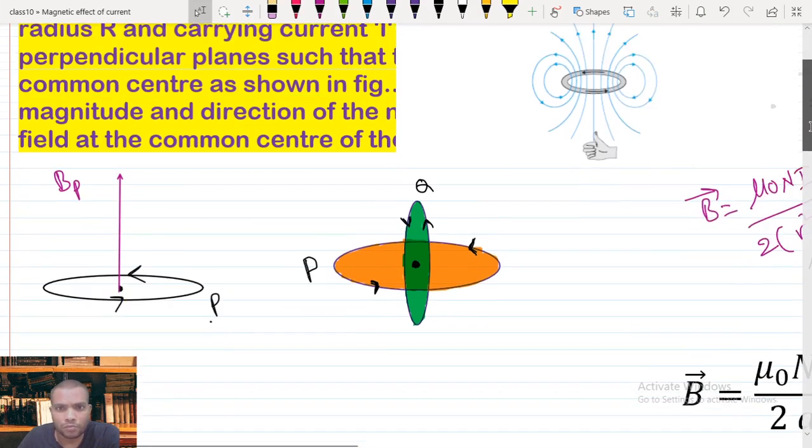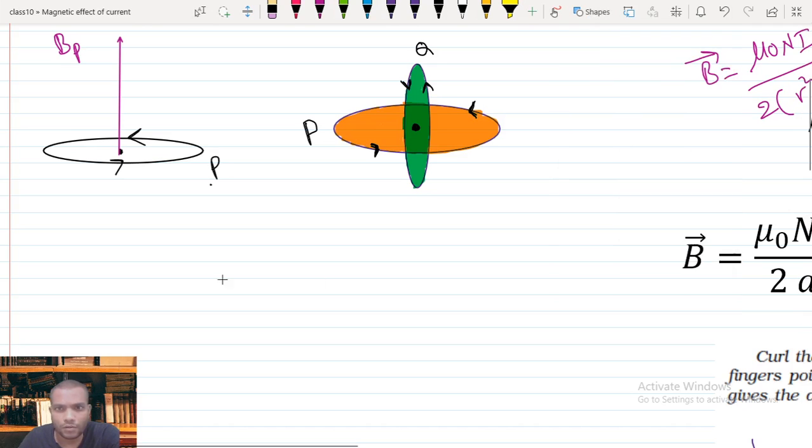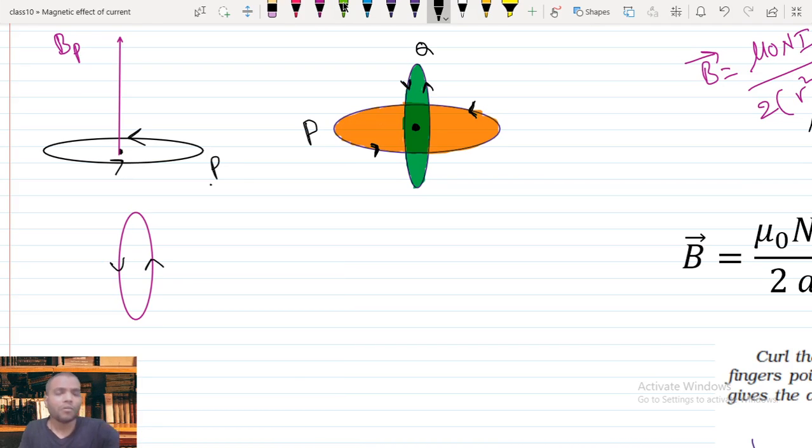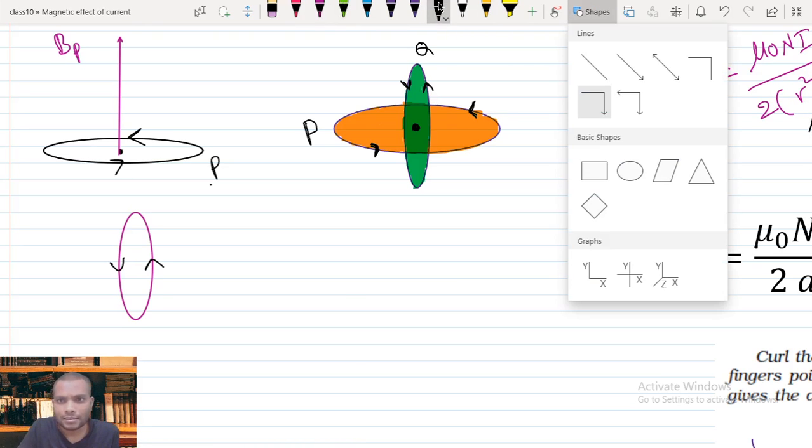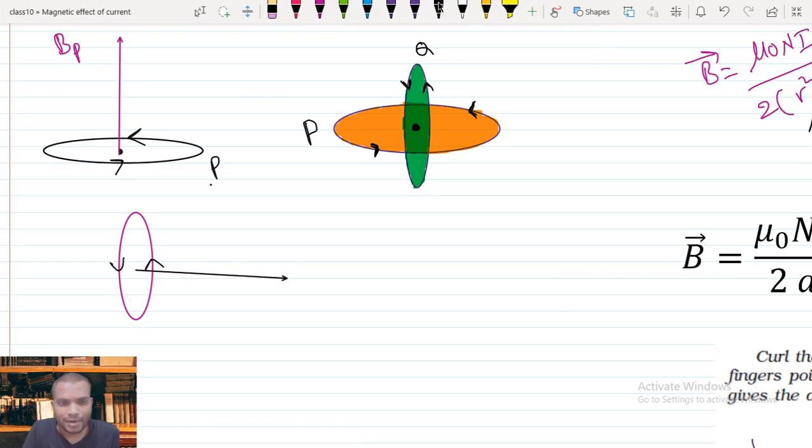And what about the other loop, that is the Q loop? If I draw one more loop here, in this loop the current is flowing in the counterclockwise direction. What is the resultant magnetic field direction? Curl your fingers in the direction of current. My thumb is showing towards the right side. So that is the resultant magnetic field direction.